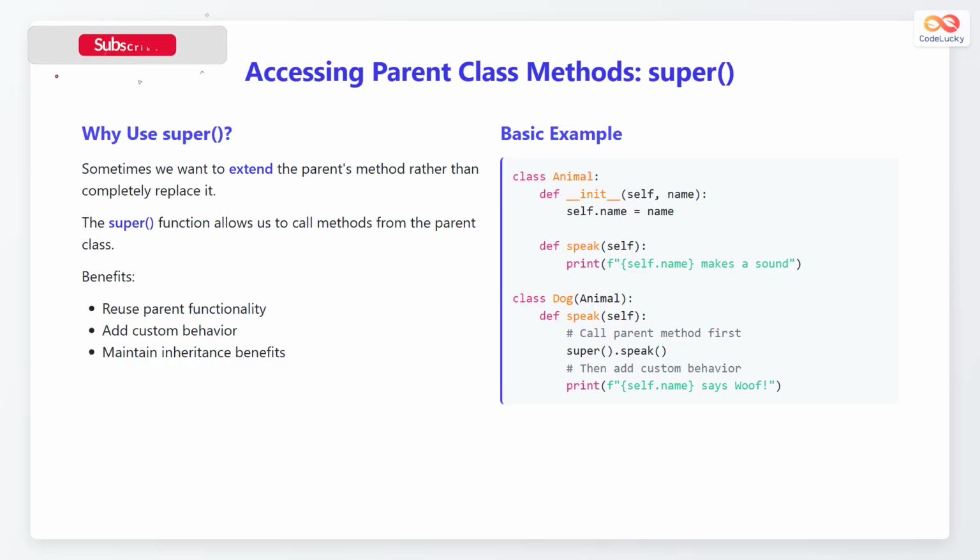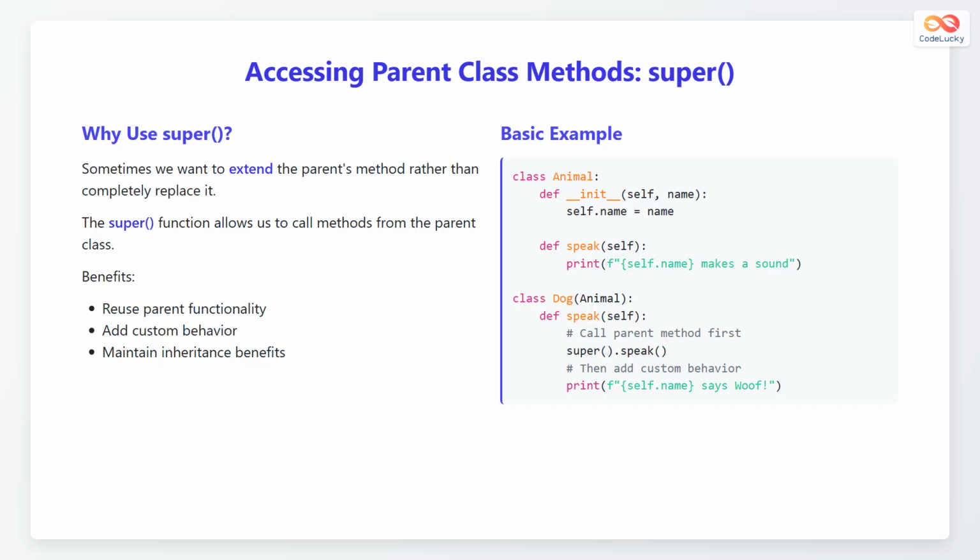Accessing parent class methods, the super function. Why use the super function? Sometimes we want to extend the parent's method rather than completely replace it. The super function allows us to call methods from the parent class. Benefits of using the super function are reusing parent functionality, adding custom behavior, and maintaining inheritance benefits. Here is a basic example.